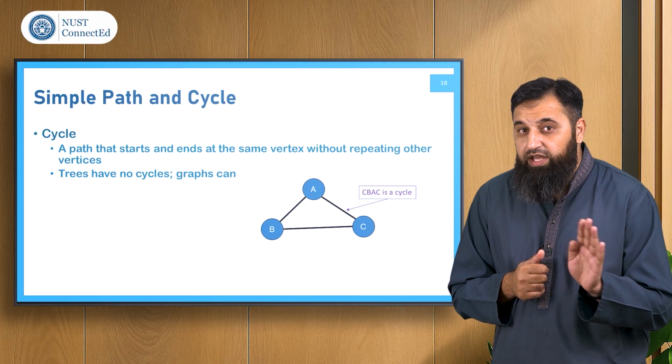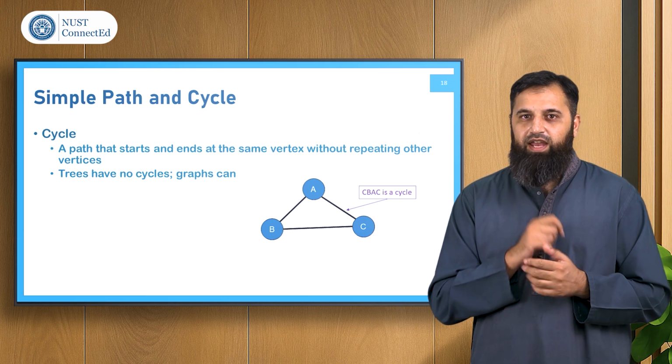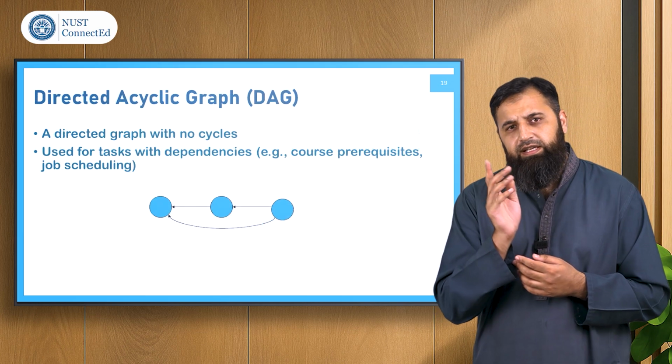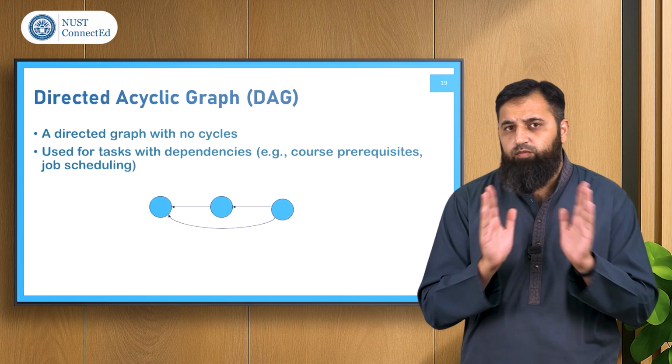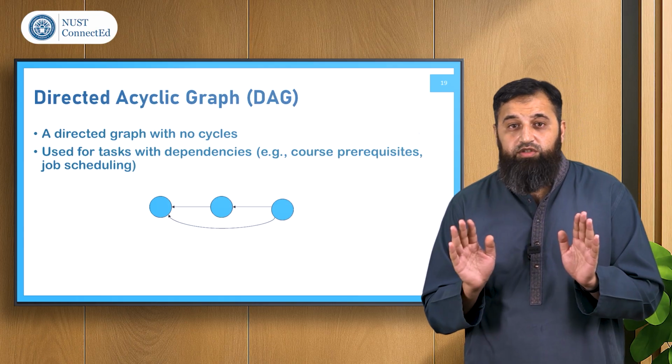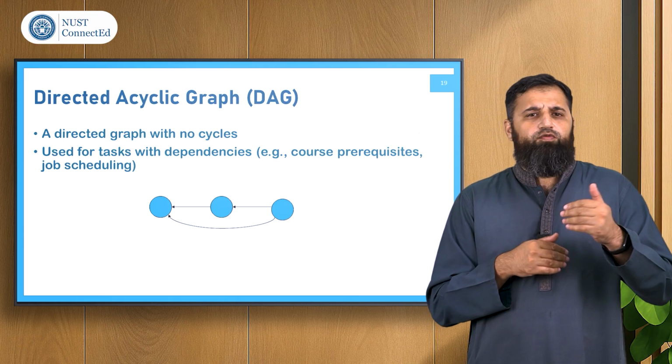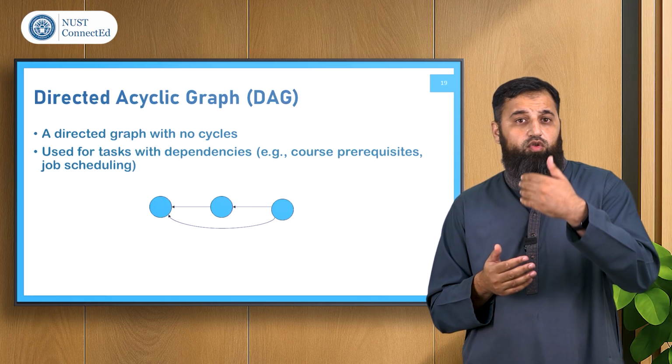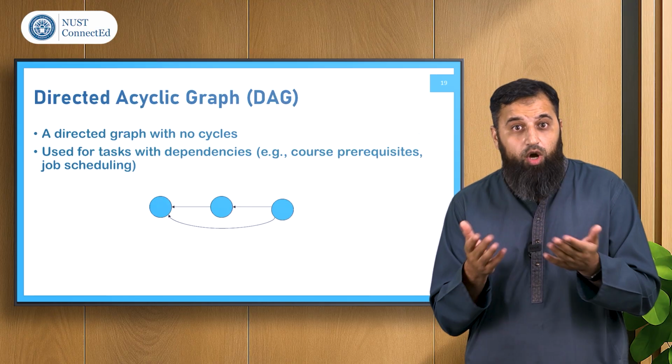Trees can have no cycles. Graphs can. Then a directed acyclic graph, which is a very important concept. Now, this is a directed graph which has no cycles. It is used for dependencies like your course prerequisites or job scheduling.